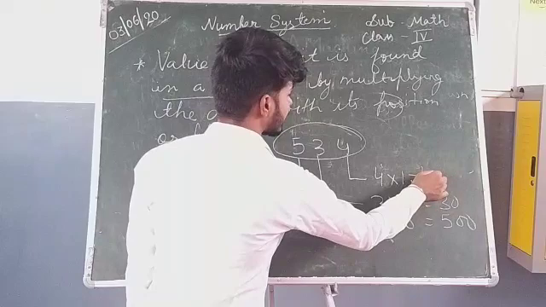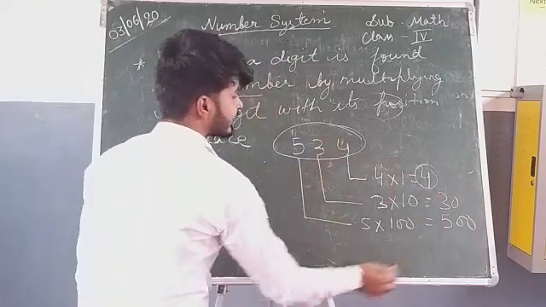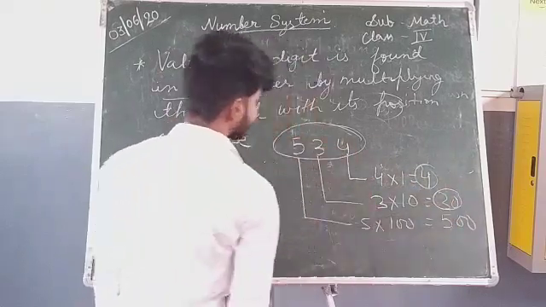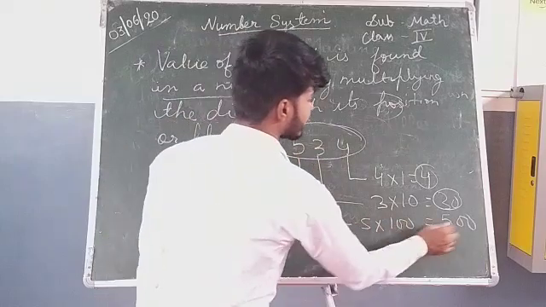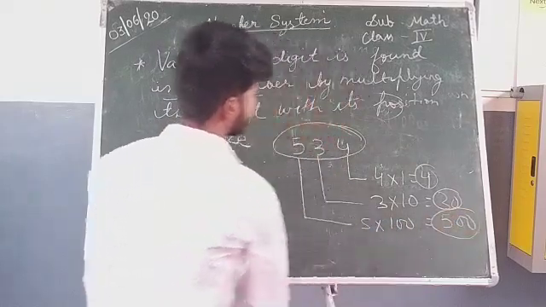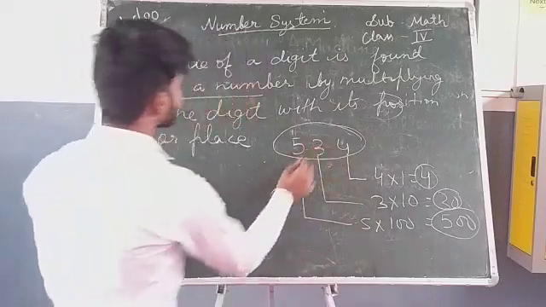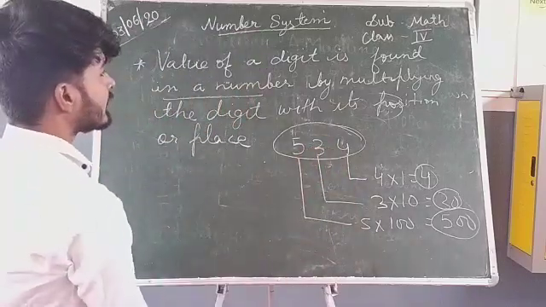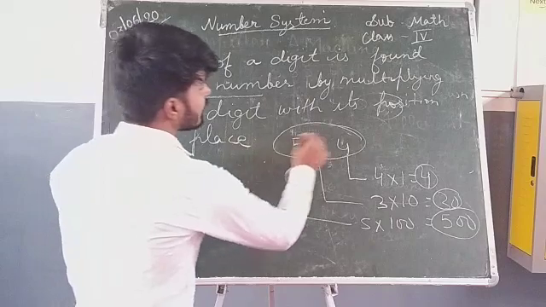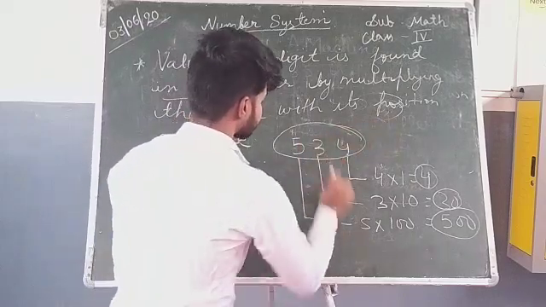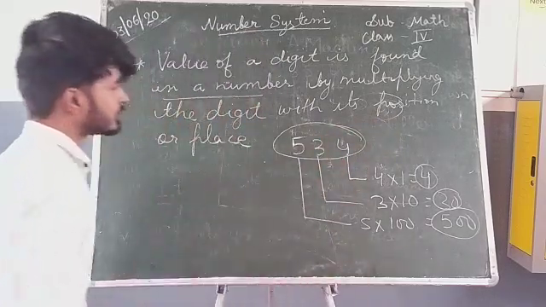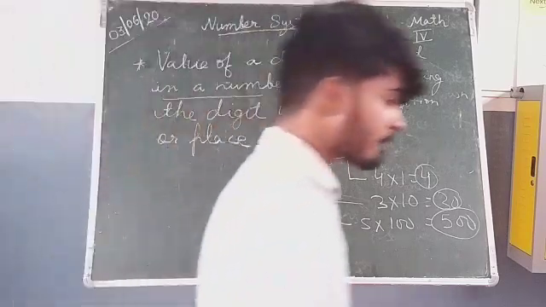So again we will see the position of the number. It is 4 into 1, that is 4. 3 into 10, that is 30. And 5 into 100, that is 500. So these are the positions of a number. In this way we can find the value of the digit with its position or place. So we will take some more examples.